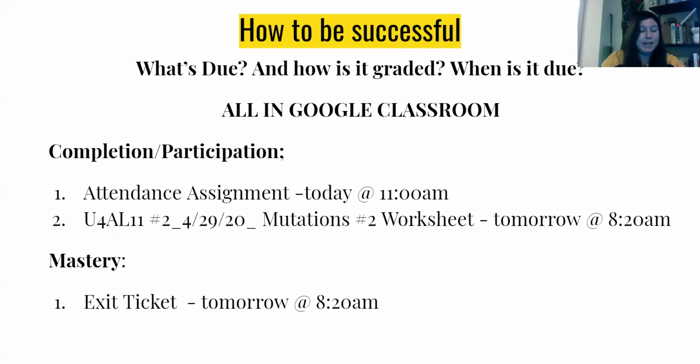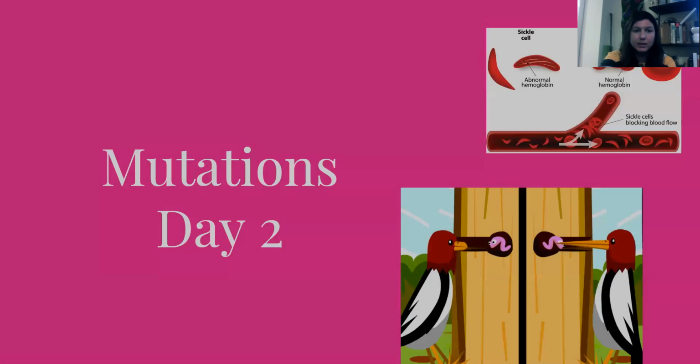What you need to know for today, again, is the attendance assignment. If you haven't done that yet, please pause me and come back, but do that first. Your worksheet number 2 is due tomorrow at 8:20, and I'm going to be grading your exit ticket for mastery. Again, that's due tomorrow at 8:20. As a reminder, you have more than one go at your exit ticket. At least you can do twice, so if you need to do it twice, do it twice. You get the opportunity. Don't pass it up.